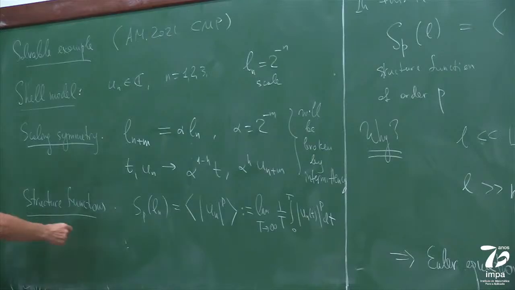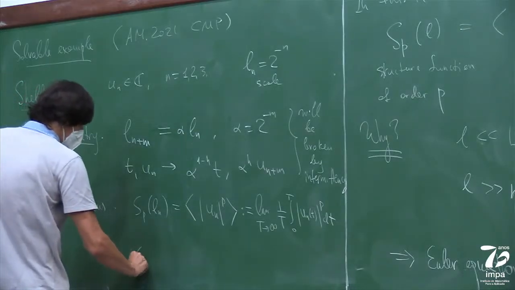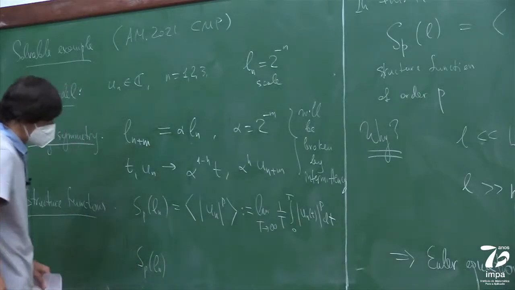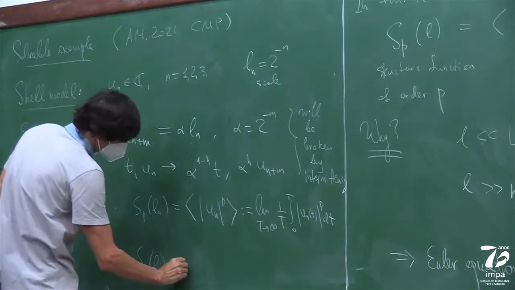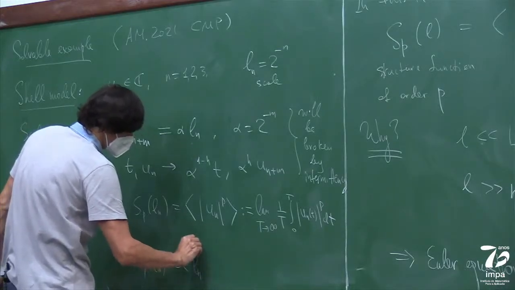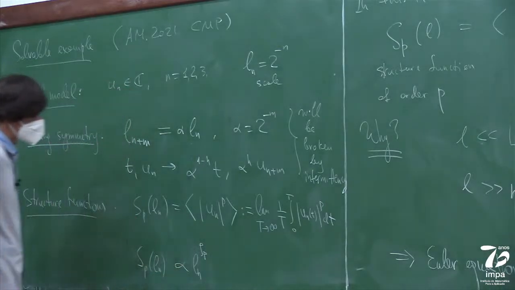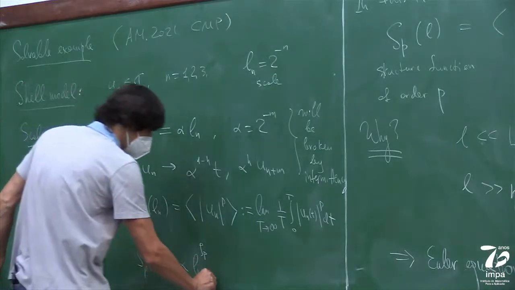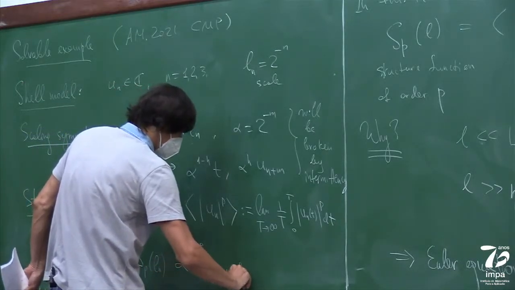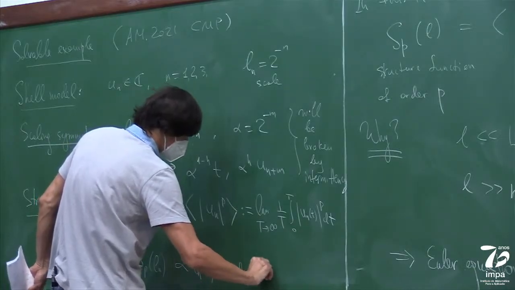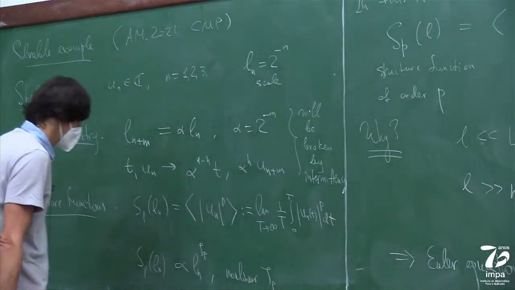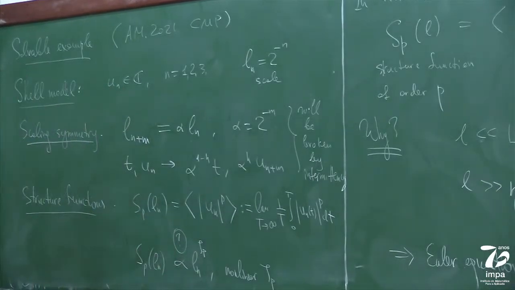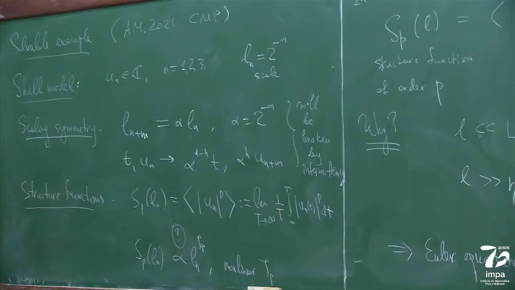So what we want is that these structure functions will scale with some power zeta p, for nonlinear zeta p. So this is the question. This is what we want to construct.